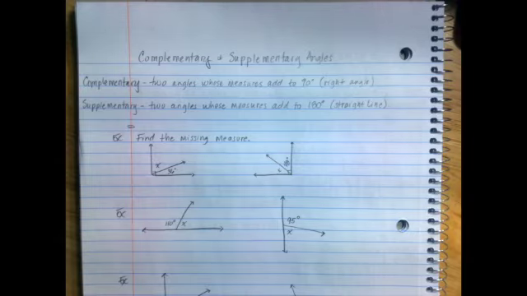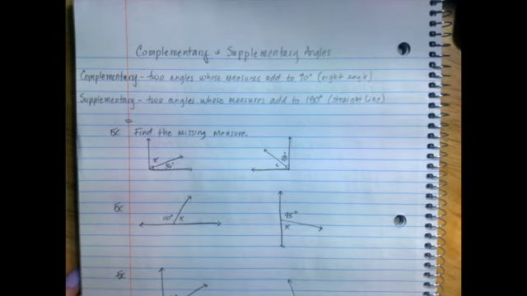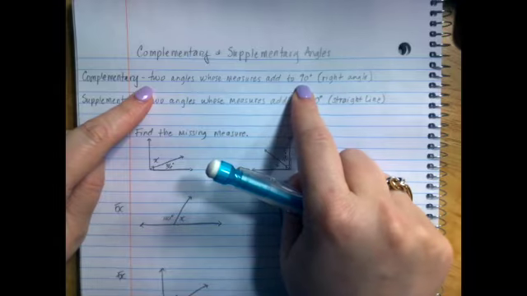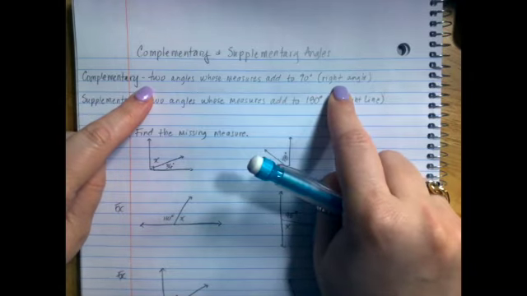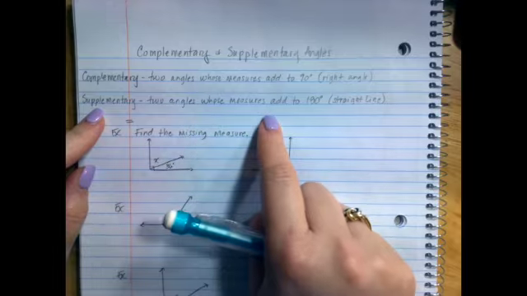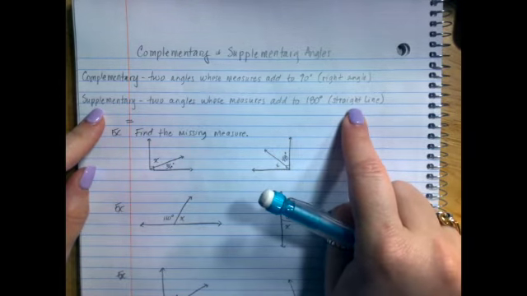All right, this tutorial is all about complementary and supplementary angles. Okay, so some definitions here. Complementary: two angles whose measures add to 90 degrees. It creates a right triangle. Supplementary: two angles whose measures add to 180 degrees. In other words, it creates a straight line.